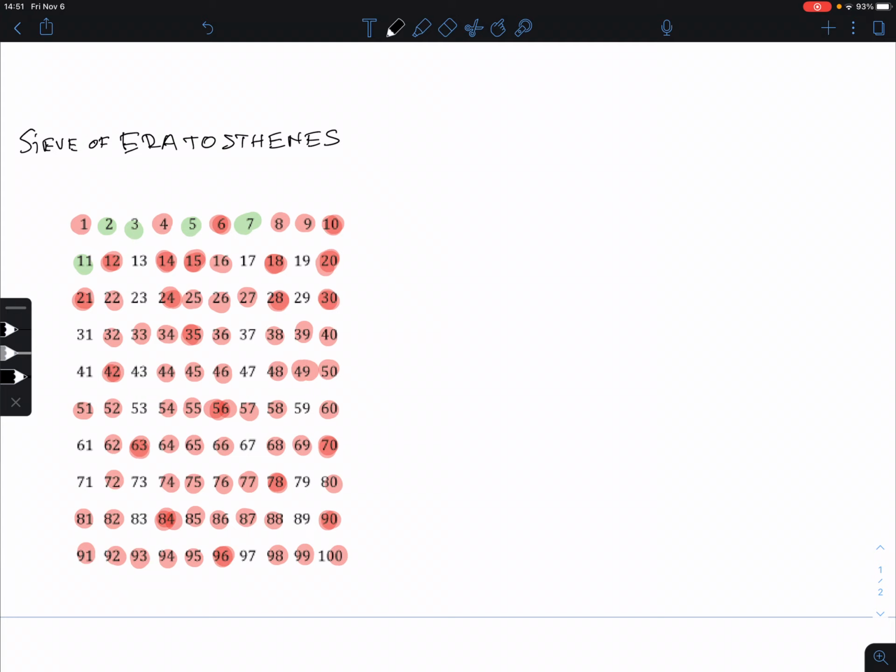So 11 plus 11 is 22. So 22, 33, 44, 55, 66, 77, 88, 99. We have already gotten rid of them. So 13, we look at 13. So we have to get rid of all the multiples of 13.